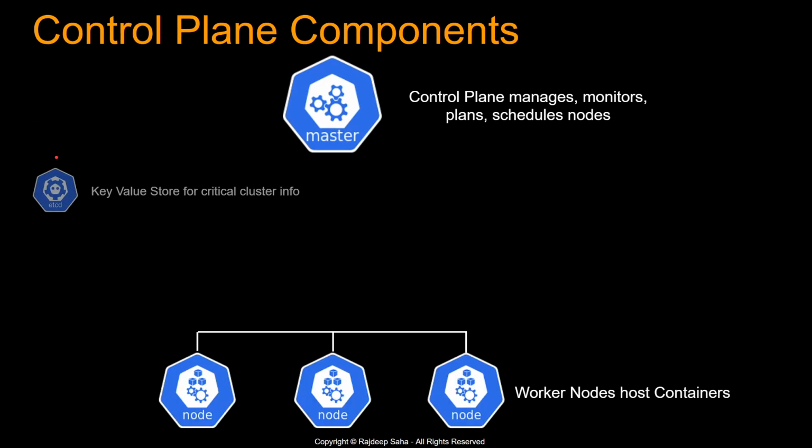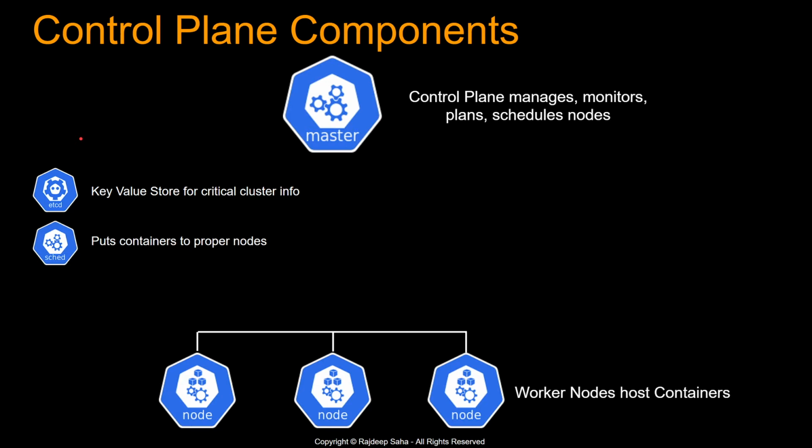Let's take a look. The first component is ETCD. As containers get loaded into nodes, you need to have a database which saves which container is going to which node, what time they are getting loaded, etc. ETCD is a consistent and highly available key value store that saves all this critical cluster information.